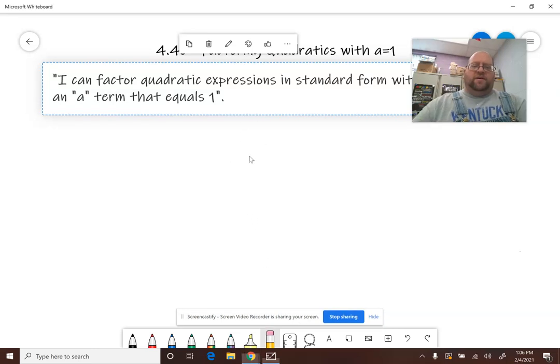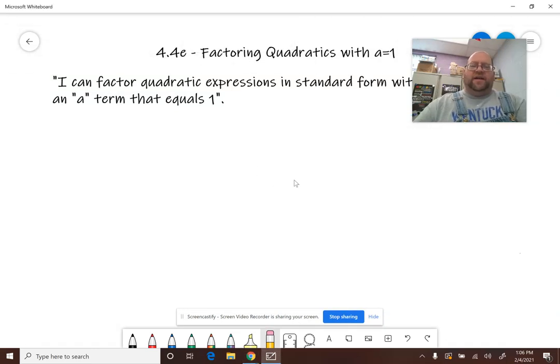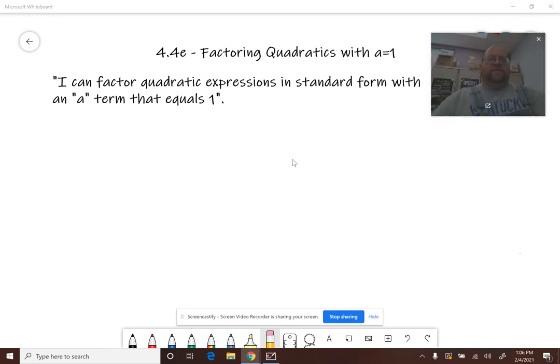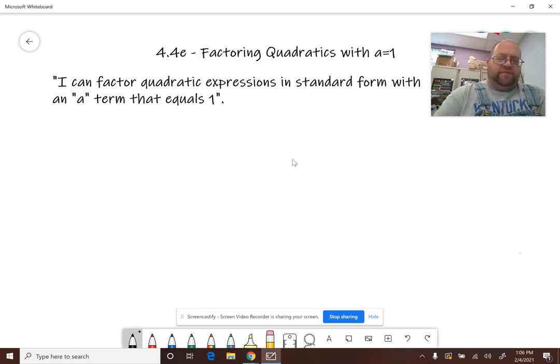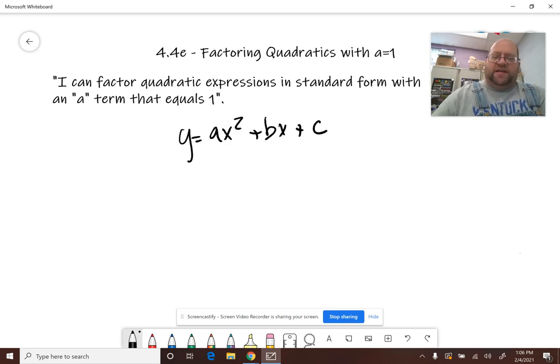All right, guys, we are looking at factoring quadratics with a equals 1. Our mission today: I can factor quadratic expressions in standard form with an a term that equals 1. So remember that our standard form of a quadratic equation is y equals ax squared plus bx plus c, okay?